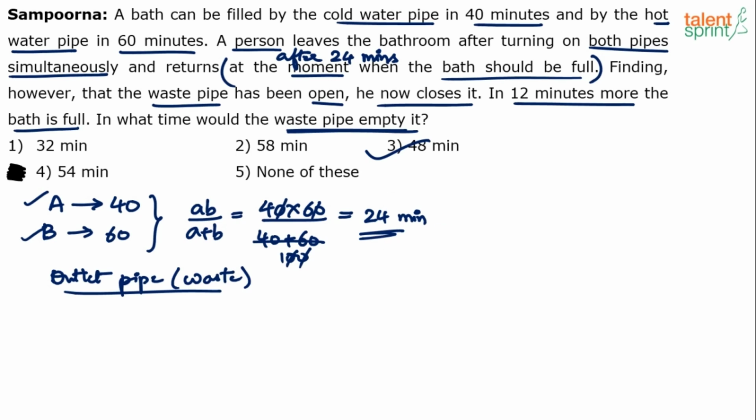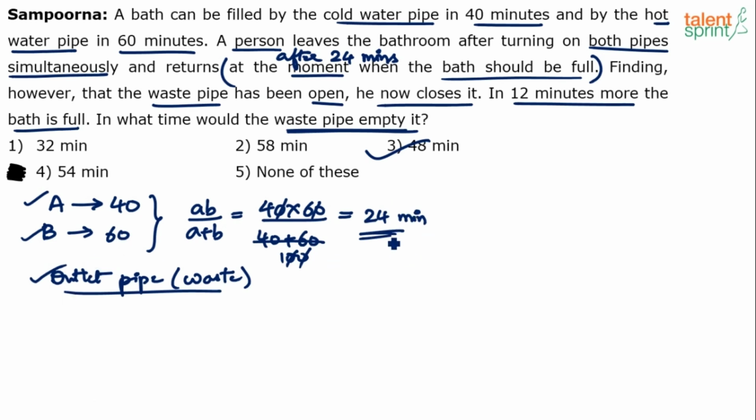Now this person has kept both A and B open, and he returns after 24 minutes. He returns at the moment when the bath should be full. So obviously he comes at that time. But he realizes that by mistake, the outlet pipe was also open. Not only A and B, but the outlet pipe was also kept open. So far means what? For the first 24 minutes.